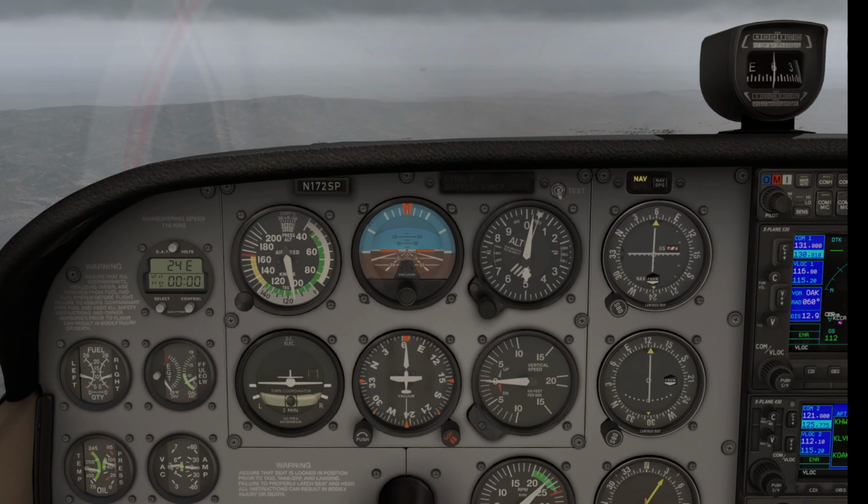Notice that after passing the intersection, the number 2 CDI continues moving beyond the centered position and begins deflecting toward the 210 bearing. The needle's movement away from center confirms that we are now flying away from the intersection. Its deflection toward the 210 bearing also indicates the magnetic bearing of the intersection relative to our present position.